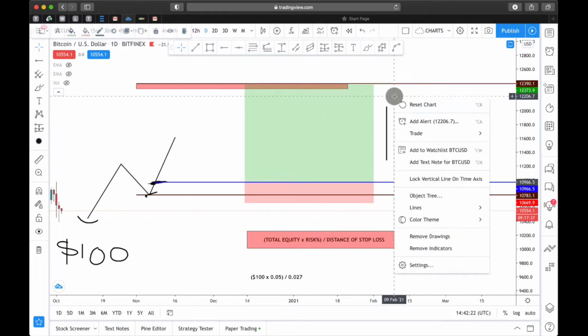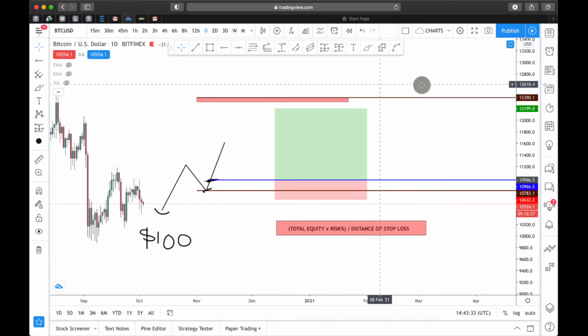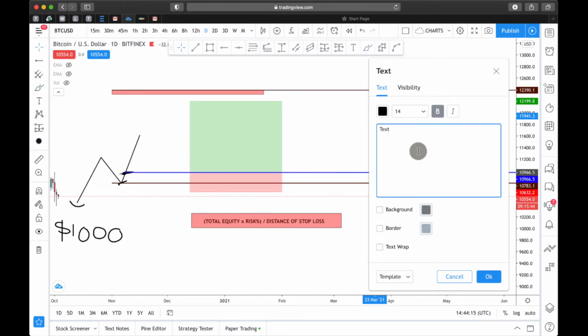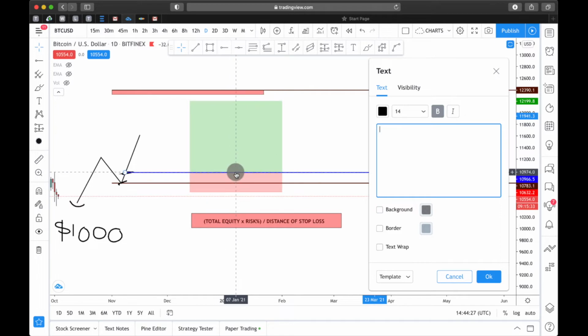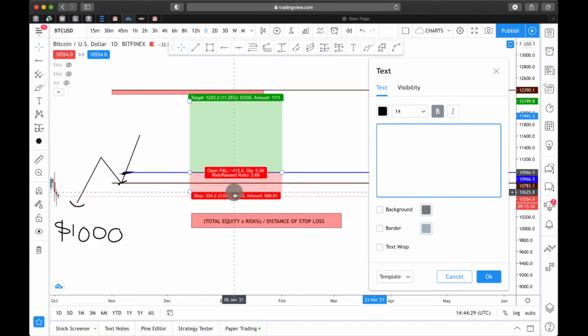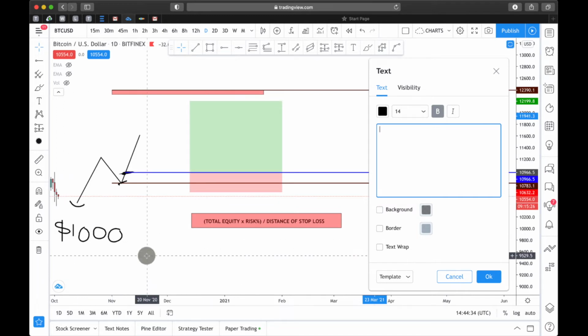Let's do another example. So in this example, let's say we have a $1,000 account, right? How do we calculate position size for this kind of trade? We already know our target, which is 11.25% away. We already know the distance between the entry and the stop loss, which is 3% away. And then we already have our capital, which is $1,000. So if we want to calculate the position size here, it will be total equity, which is $1,000, multiplied by risk.